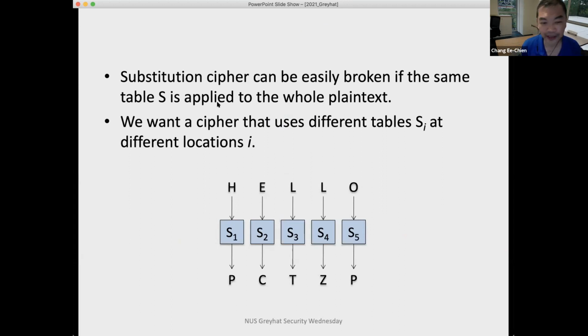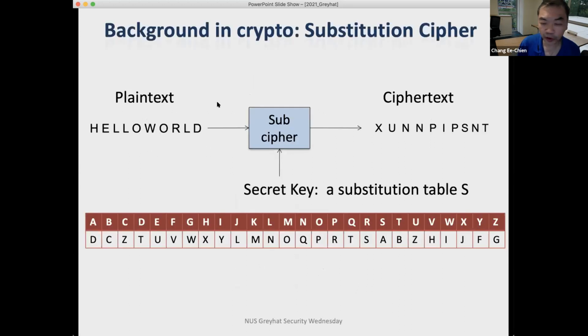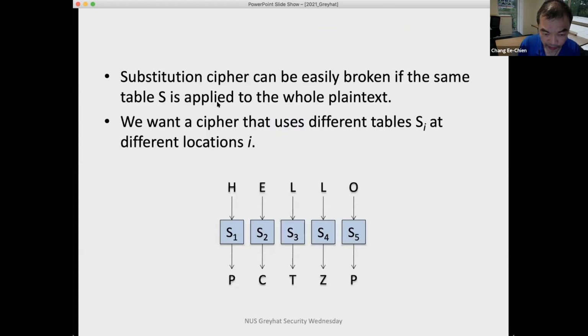Okay, right? So for encryption, this one we only saw in storybooks, like Nancy Drew or maybe Harry Potter. It cannot be used because we're using the same table for the same location. We want to do it securely, so somehow we have to use a different table at different locations. And now, how do we get all these different tables? They are derived from the key, the secret key.